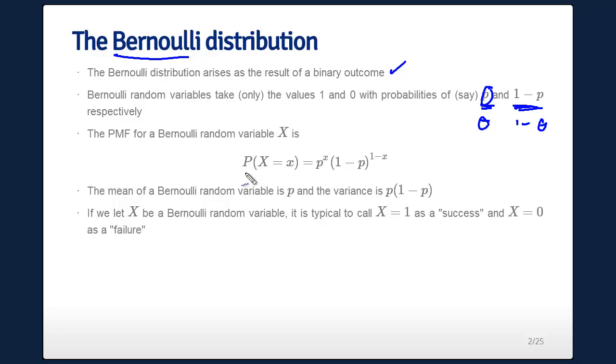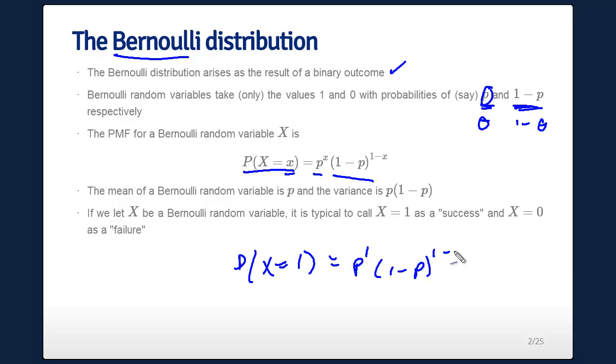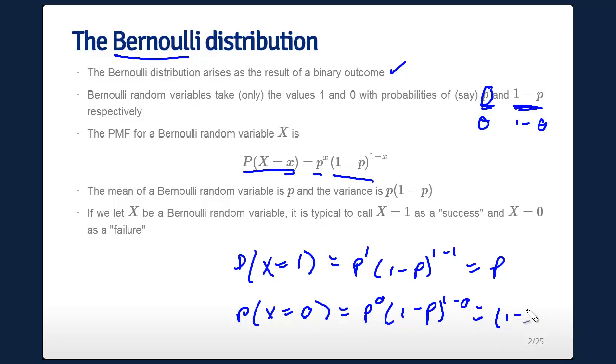So the probability mass function for a Bernoulli random variable is just probability x takes on realized value little x is p to the x times 1 minus p to the 1 minus x. It's a pretty kind of boneheaded density, right? So if probability x equals 1 is p to the 1, 1 minus p to the 1 minus 1, it's p, and probability x equals 0 is p to the 0, 1 minus p to the 1 minus 0 equals 1 minus p. Okay?